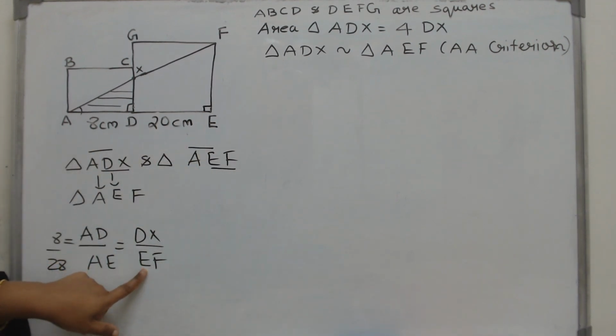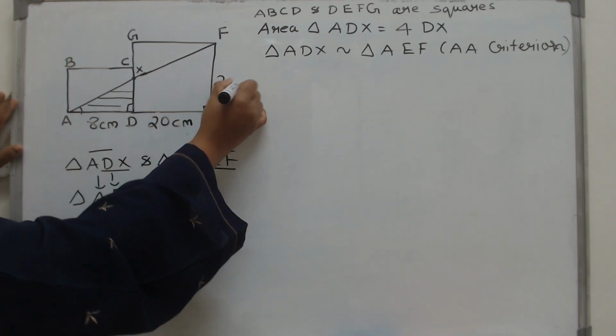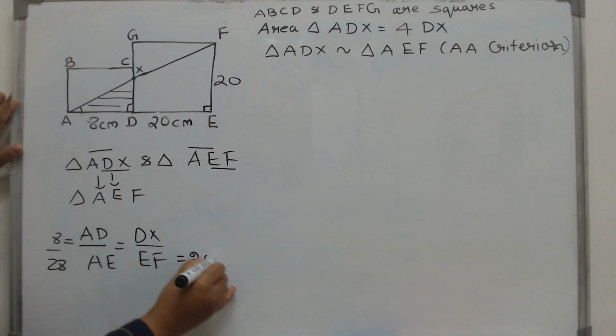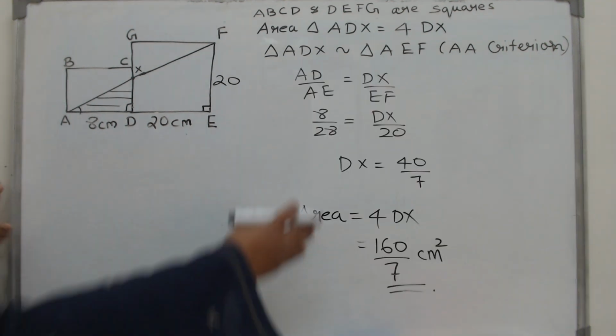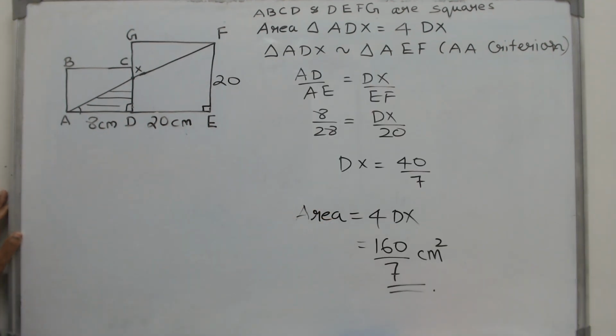And then what is EF? EF is the side of a square. So here also you have 20 centimeters. Then how much will DX be? So our DX is 40 by 7.